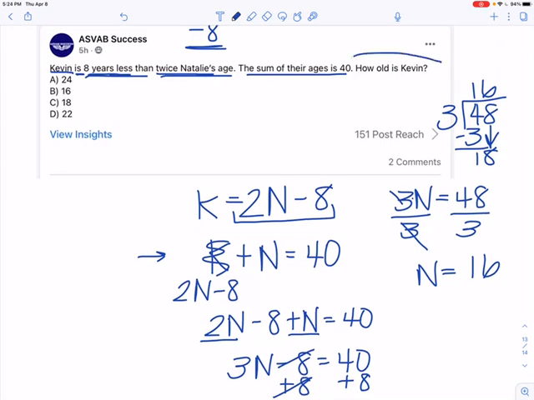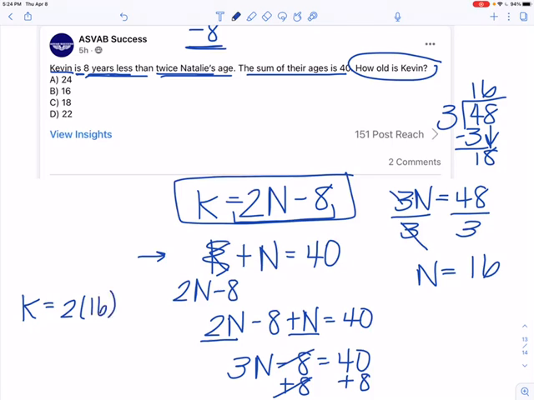Now, is that my answer? No, because it's asking me for Kevin's age. Now, I know that Kevin is equal to 2n minus 8. So I'm going to do K is equal to 2 times, I know that n is 16, minus 8. So K equals 2 times 16 is 32, minus 8. And 32 minus 8 gives me 24. So that is my answer, 24.